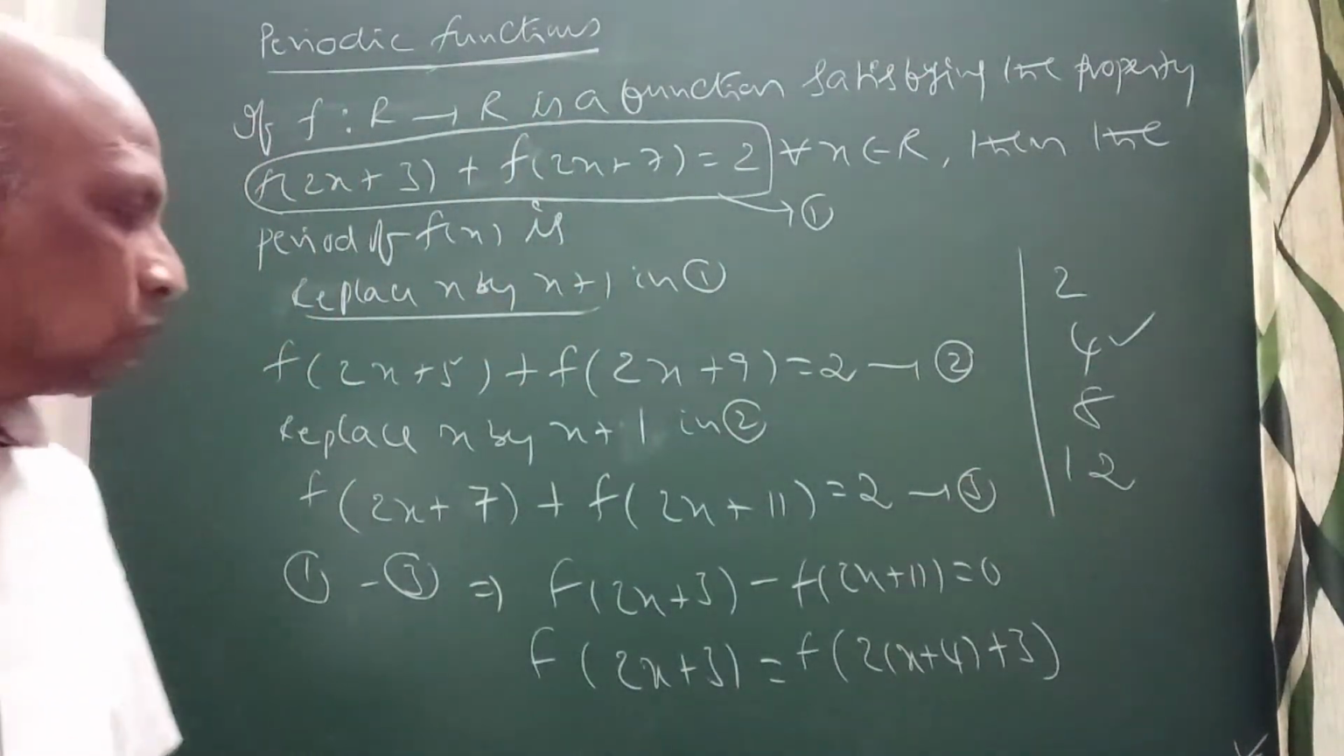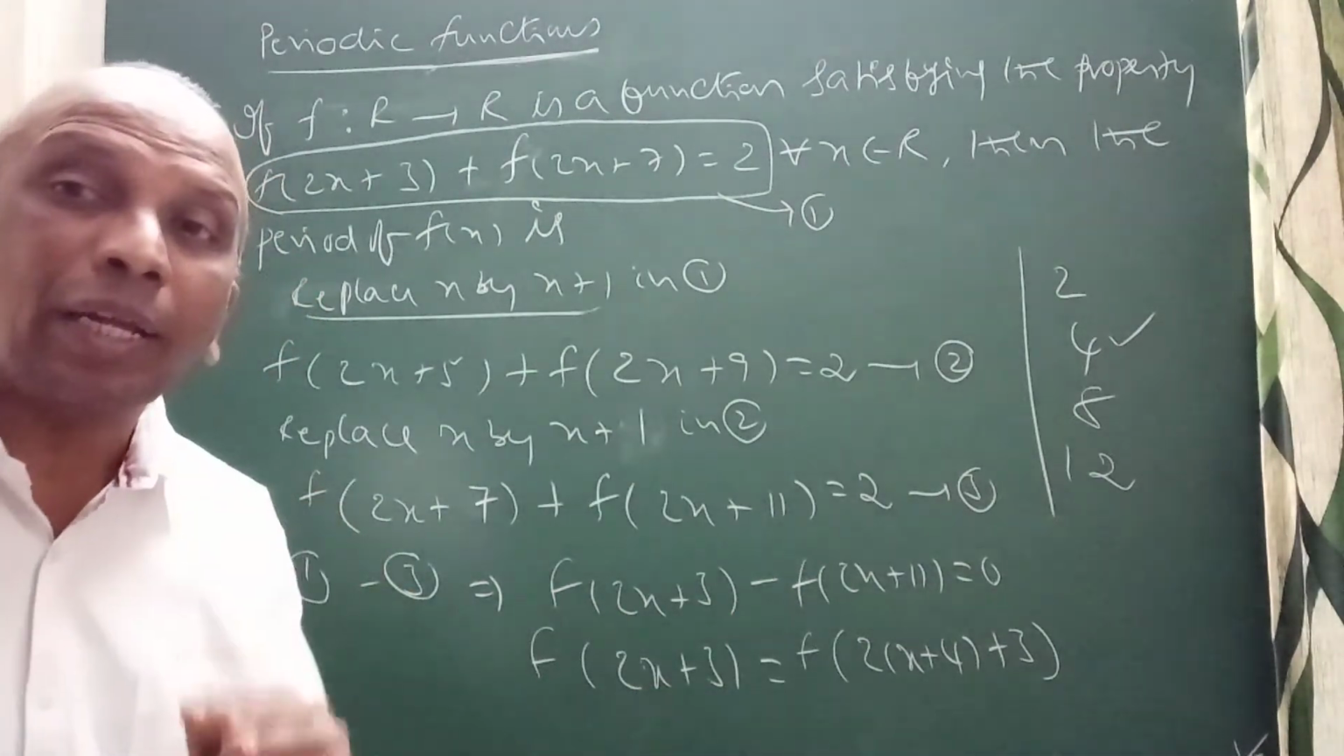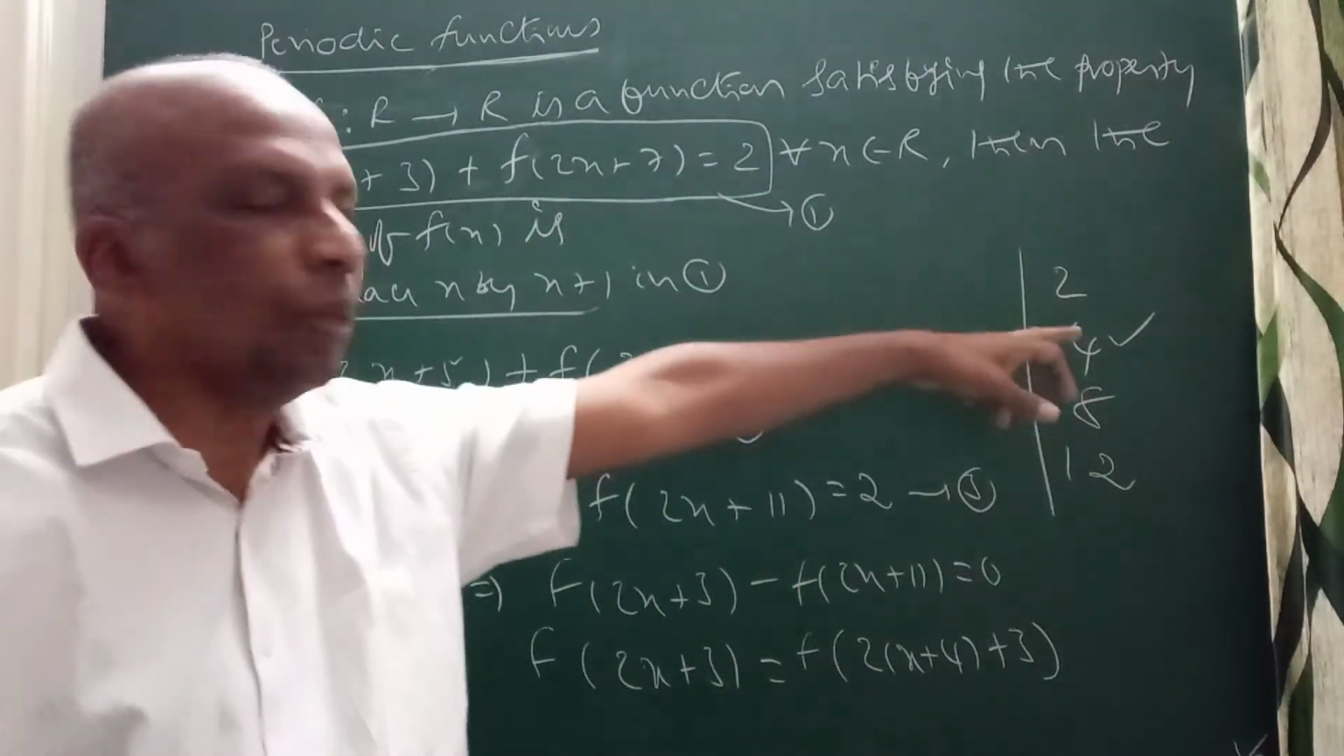Correct? So understood. Here I replace x with x plus 4. I got both are equal. Then it is a periodic function with period 4. The period is 4 here.